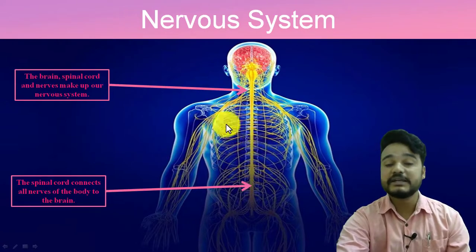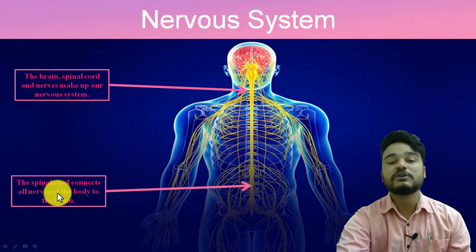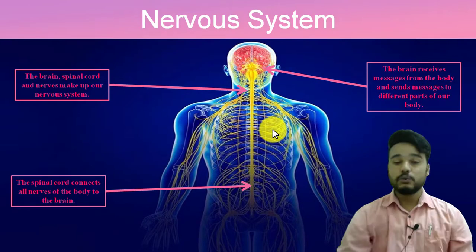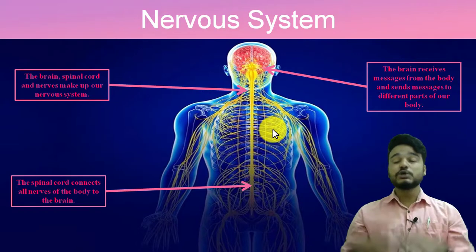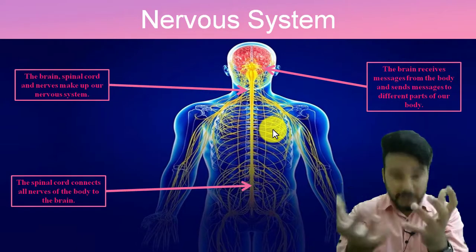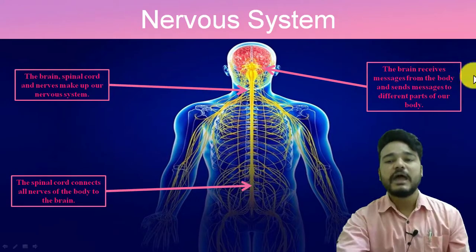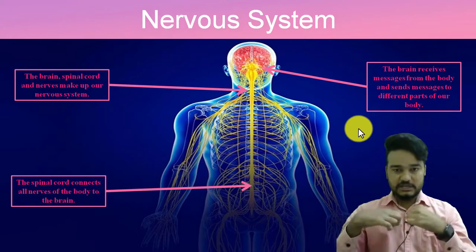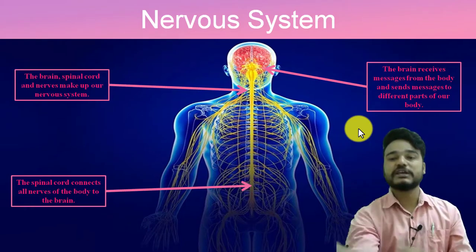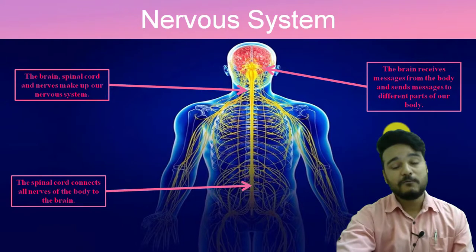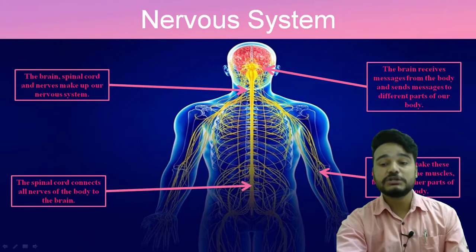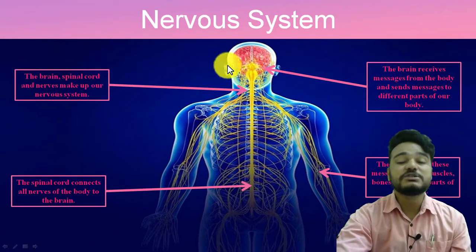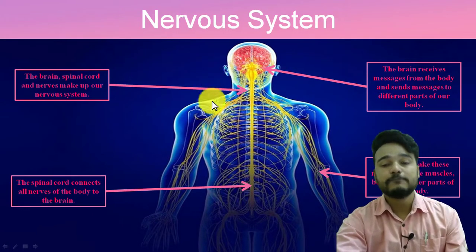So who connects all our nerves? A spinal cord connects all our nerves. Okay, then who receives and sends these messages? So brain is the master. The brain receives the messages from our body and sends messages to body parts also. वो क्या करता है? Messages ले भी लेता है and accordingly उसके ऊपर action लेके messages वापस भी भेज देता है. So the nerves take these messages. ये nerves क्या करते हैं? It takes these messages to brain. Okay, और brain क्या करता है?